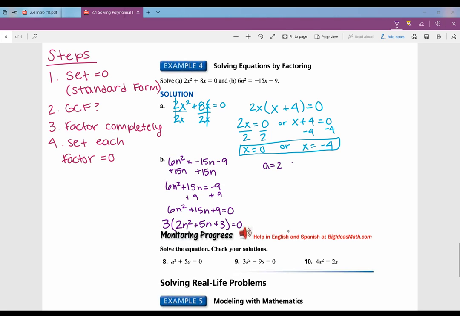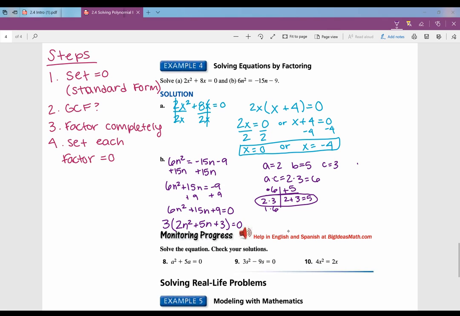So we have a equals 2, b is 5, c is 3. When we do a times c, 2 times 3 is 6. We need two factors that multiply to 6, but they need to add to our b, which is 5. So to get 6, we either do 2 times 3 or 1 times 6. 2 plus 3 is 5, so we know that's the pair we're looking for.